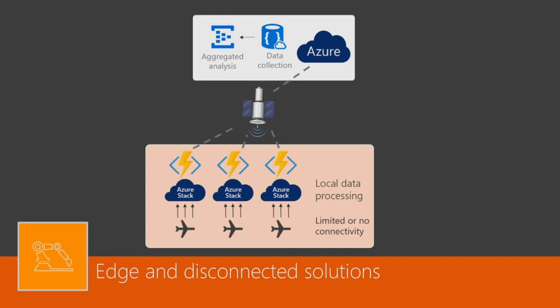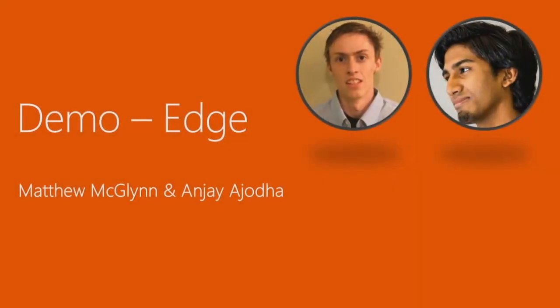It's a common pattern that we see where there's some processing that happens on-premise as well as processing that happens in Azure. I'm going to invite Anjay and Matt to come on up, and they're going to give us a demo of an edge scenario that they've been working on to demonstrate this. I really want you to get a chance to see this code and not have to see a lot of slides.